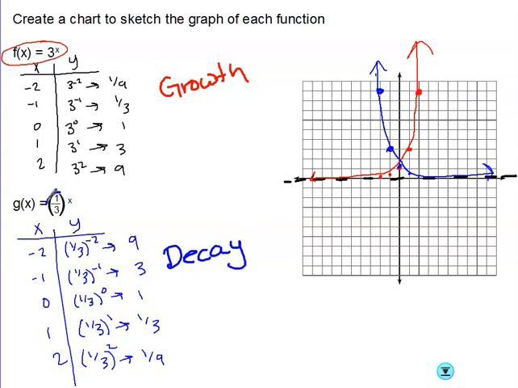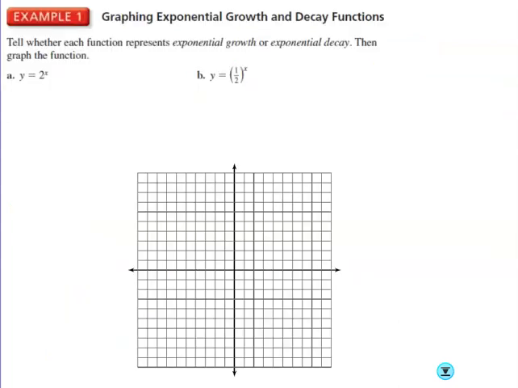We can also go back to looking at our bases. I have a 1/3 and a 3. We can see based on the equation that these would be growth and decay functions. Go ahead and take a minute, pause the video, and try sketching these couple on your own.